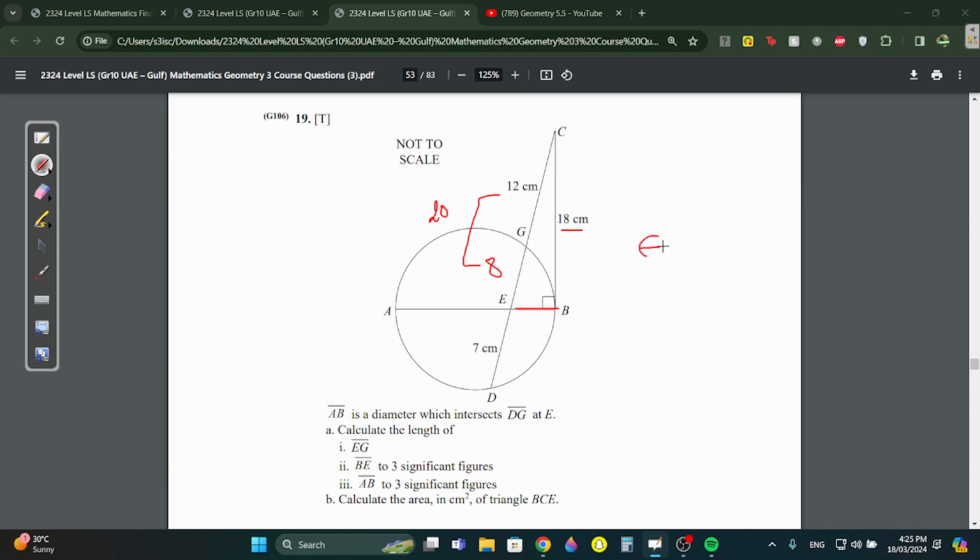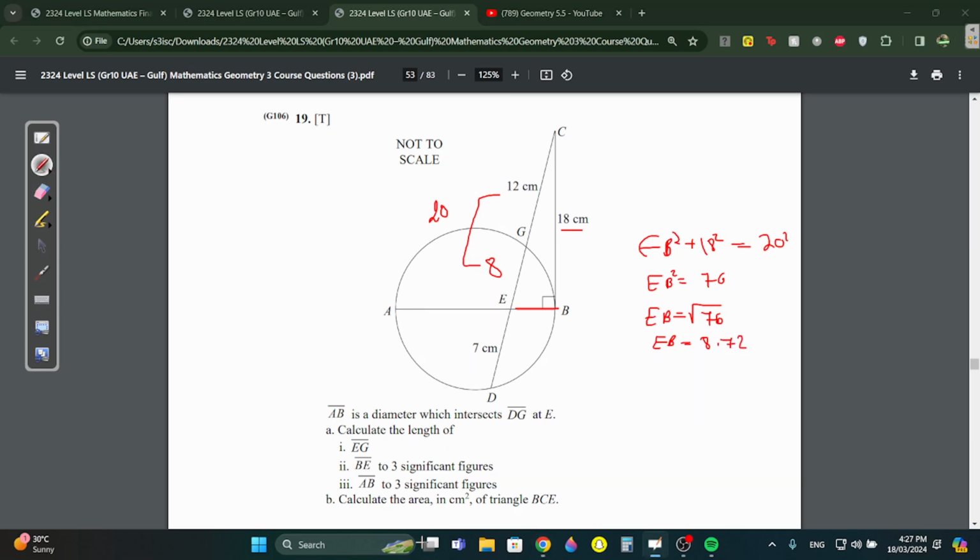EB squared plus 18 squared equals 20 squared. So EB squared equals 20 squared minus 18 squared, which is 400 minus 324, which is 76. EB squared equals 76, so EB equals the radical of 76, which is 8.72.